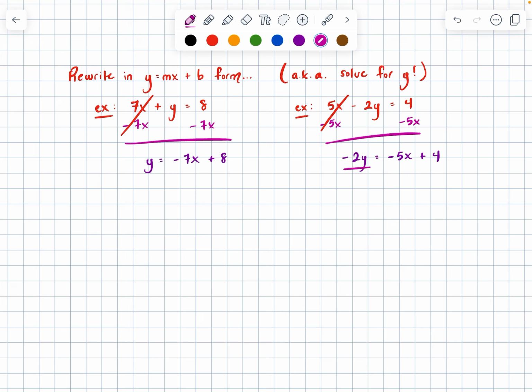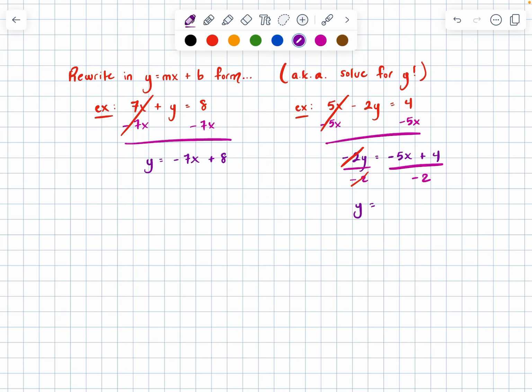I want to get the y by itself. Well, I should divide by negative 2. And for an equation, I need to divide the entire right side by negative 2, which means both the negative 5x and the 4 need to get divided by the negative 2. Let's think about it piece by piece. Negative 2 over negative 2, of course, these undo each other. So I've got my 1y here.